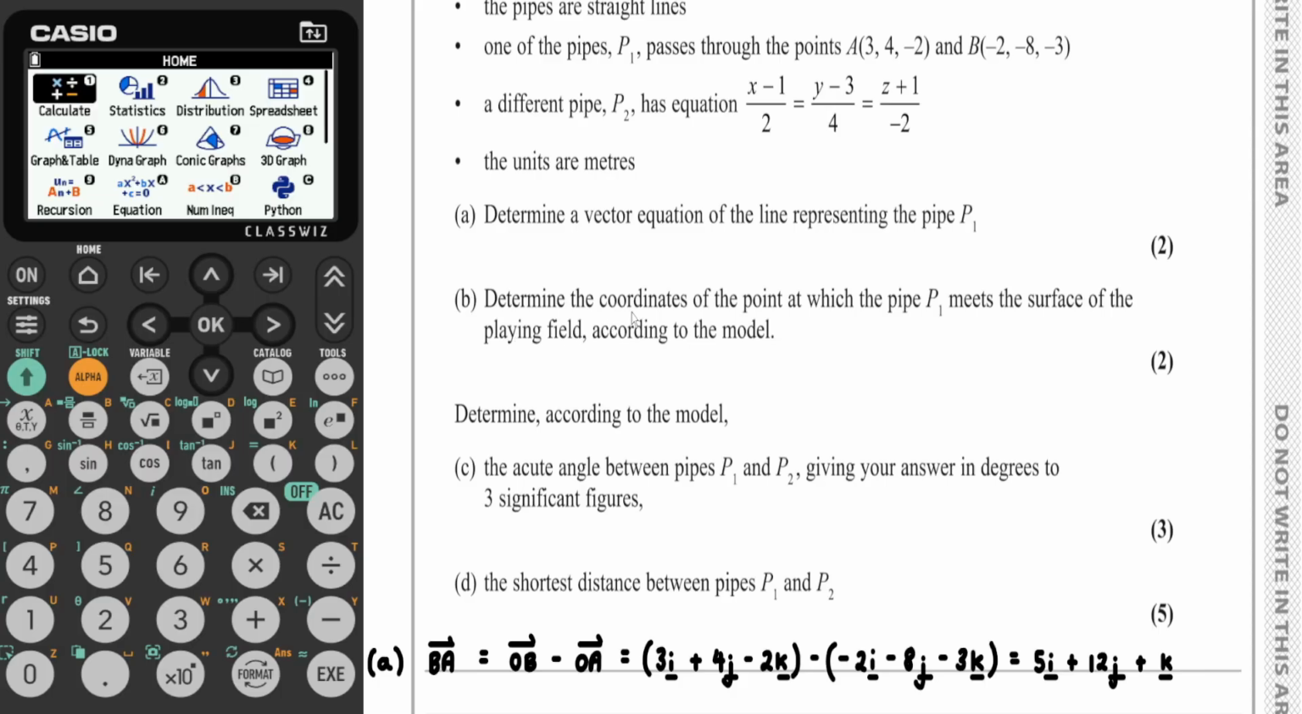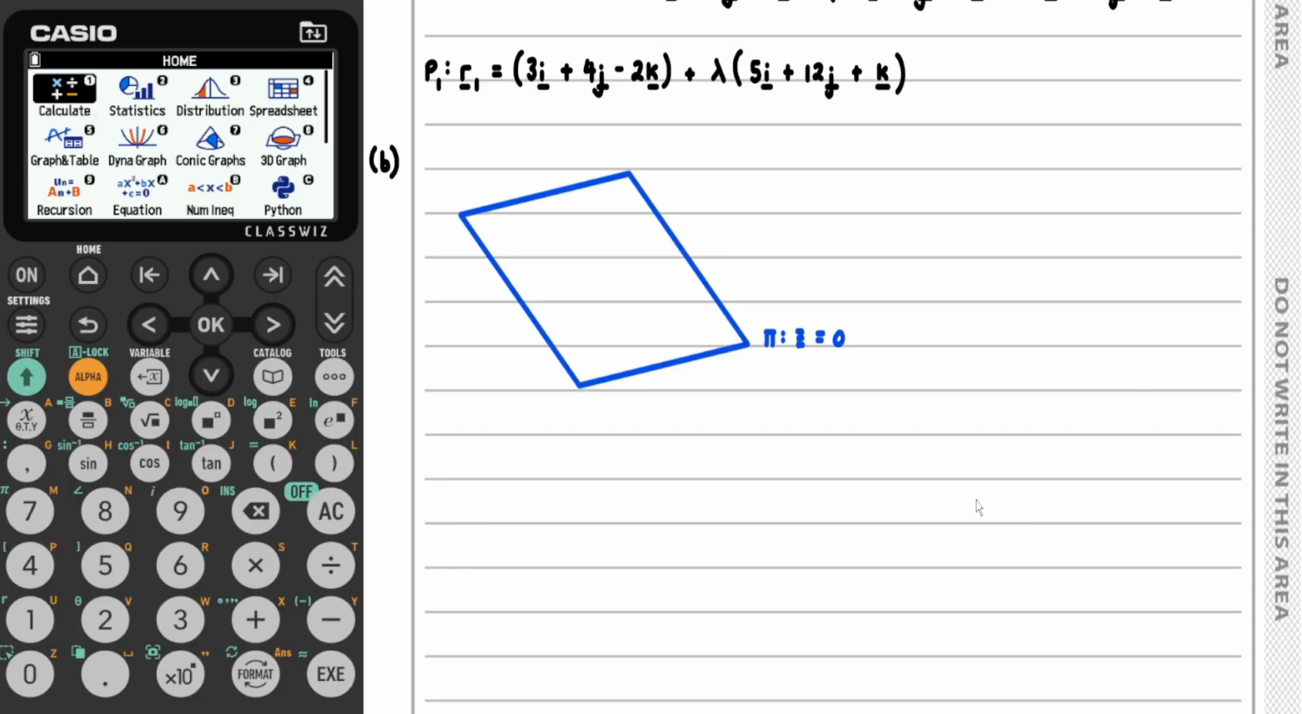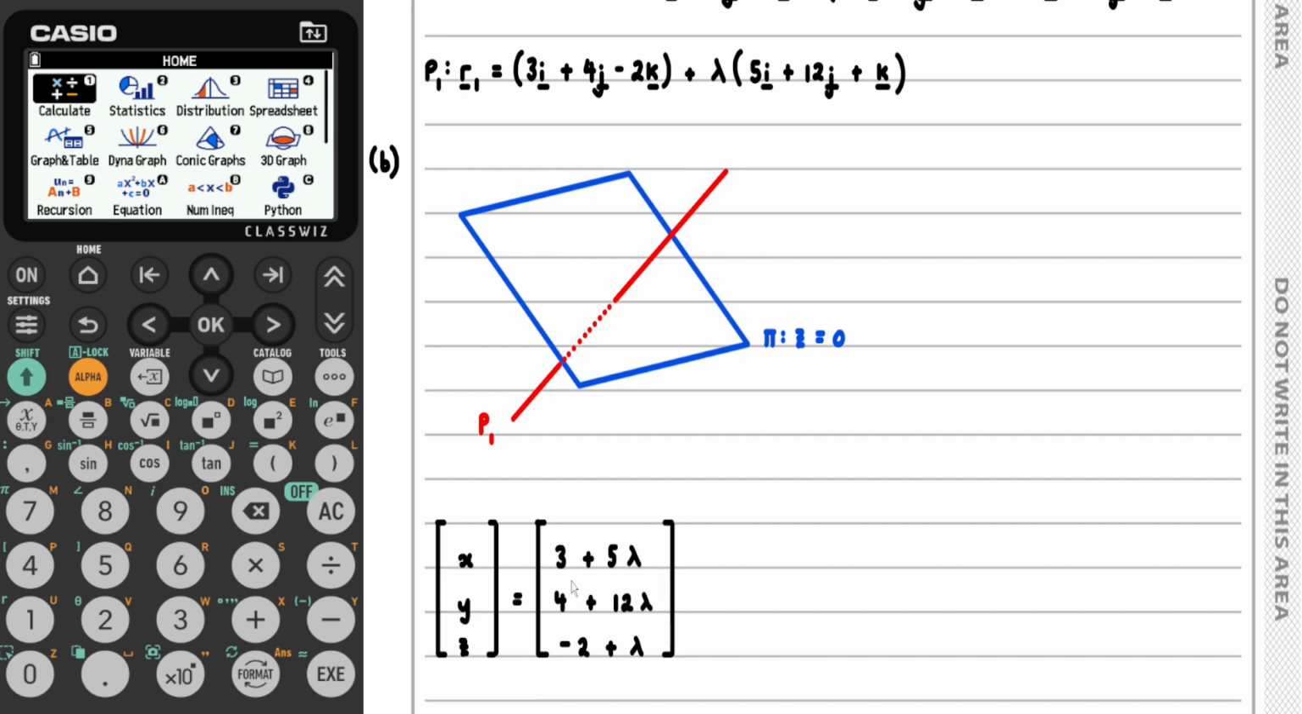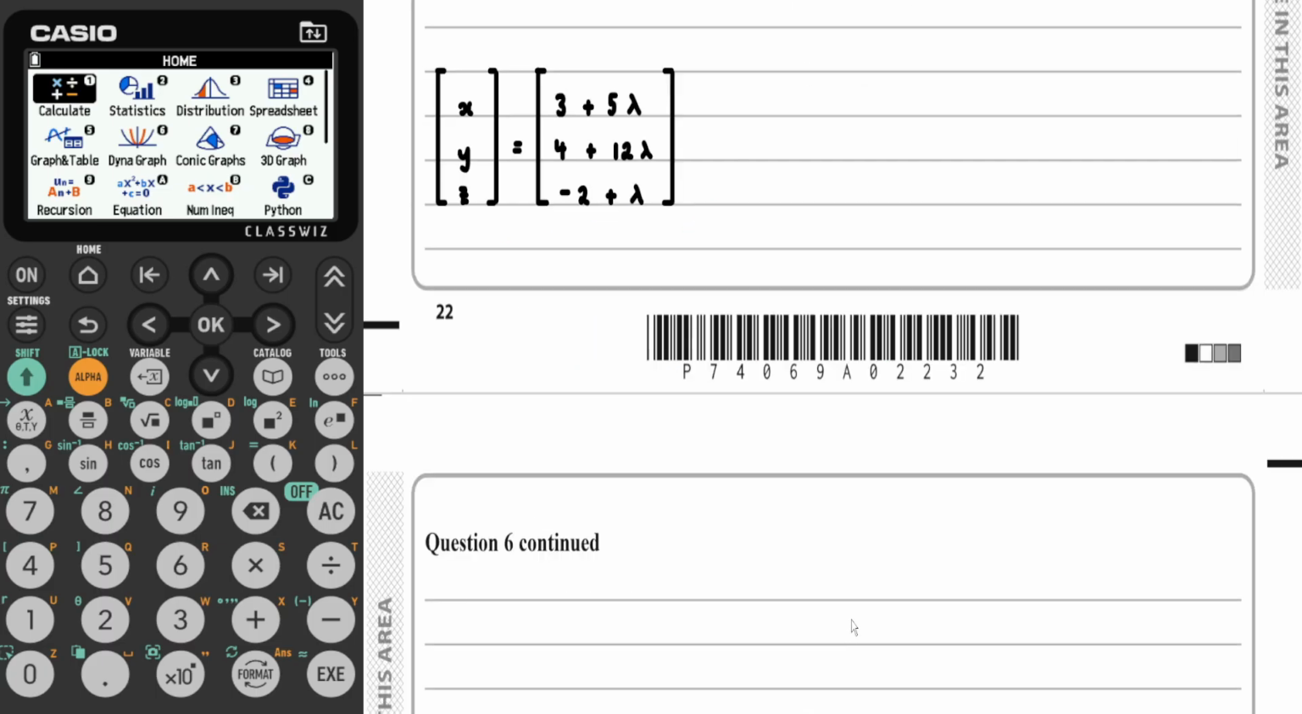Part B. Determine the coordinates of the point at which the pipe P1 meets the surface of the playing field according to the model. For part B, we've got the plane over here with equation z equals 0, and then we've got the line P1. A general point for xyz will be given by 3 plus 5 lambda, 4 plus 12 lambda, negative 2 plus lambda. We know that when z equals 0, that is when P1 intersects the plane, so I can set the z component equal to 0.